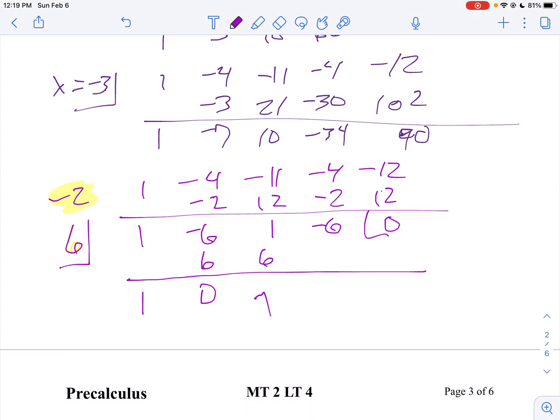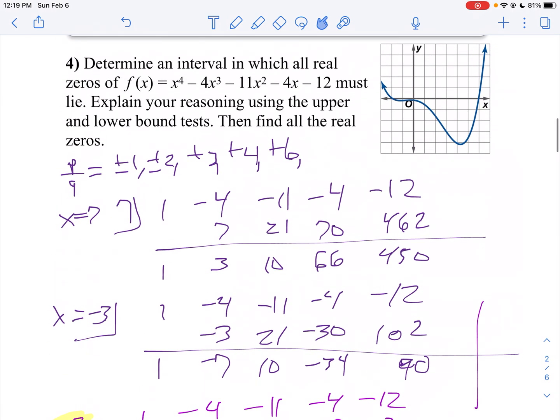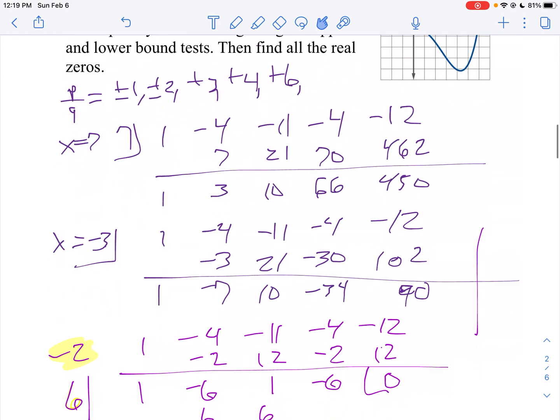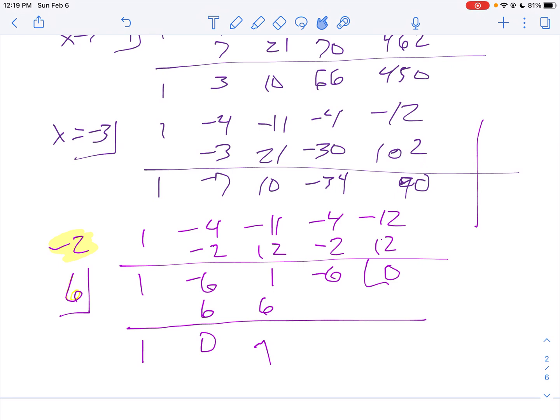Did I make a mistake here? Or did I miscount? 1, 2, 3, 4, 5, 6. Oh, I can't multiply. Sorry about that. 0 times 6 is not 6, is it? 0 times 6 is 0. Bring down the 1. I get 6, and then I get 0. There are your two roots. Two rational roots are negative 2 and 6.